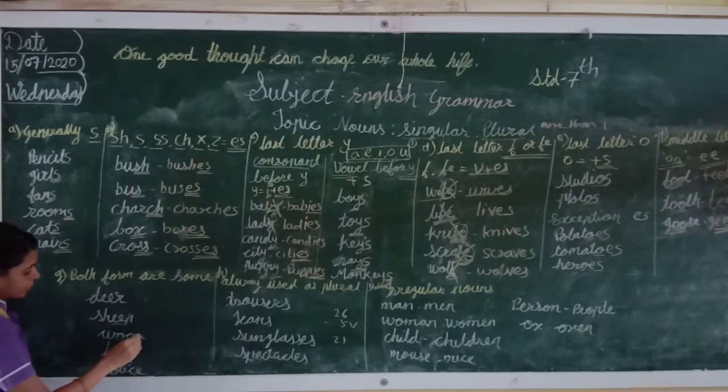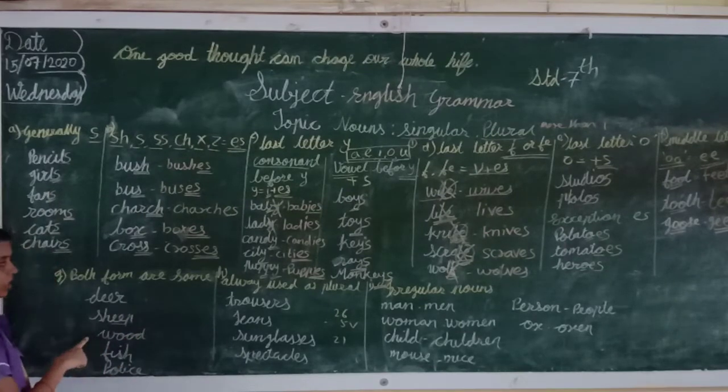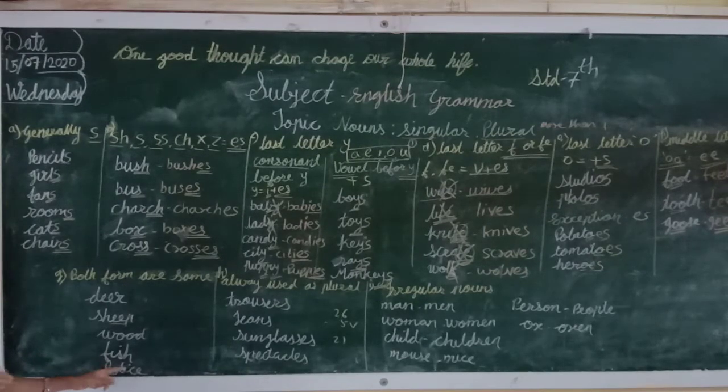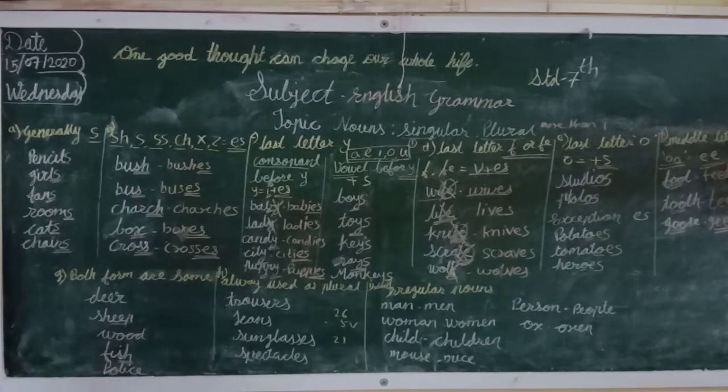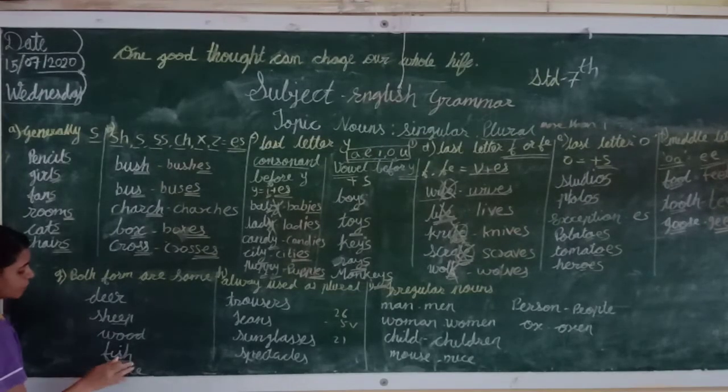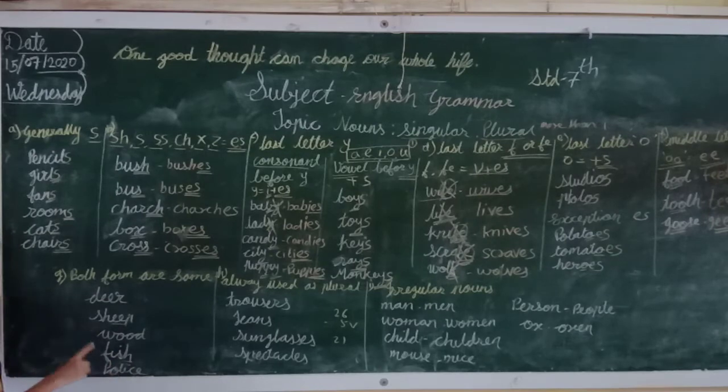Wood. In singular also wood, and in plural also wood. Fish also the same. In singular also fish, and in plural also fish. Otherwise students will be confused. Last letter is SH, so you would join ES. No students, it will be wrong. So fish, and in plural also the same, fish.